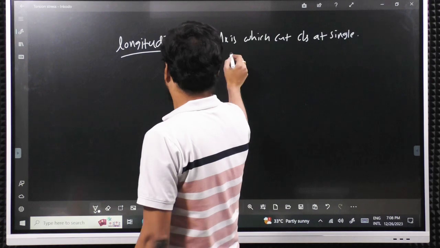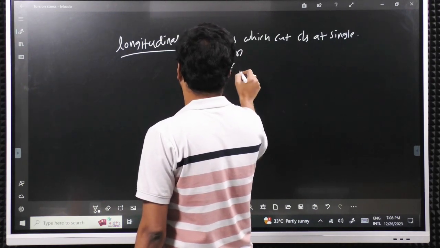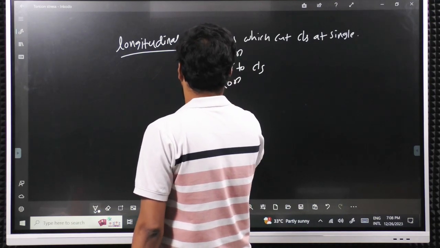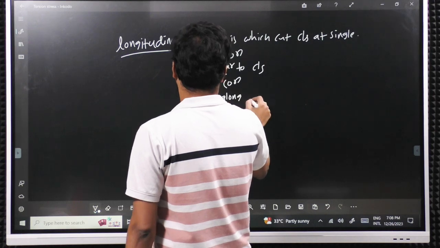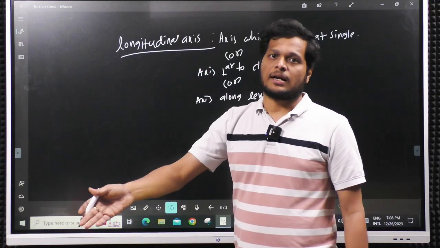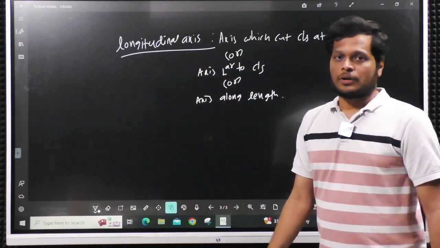Or the axis perpendicular to the cross section or the axis along the length. That is why it is called the longitudinal axis. So those along the lateral section are called lateral axes. This is called the longitudinal axis.